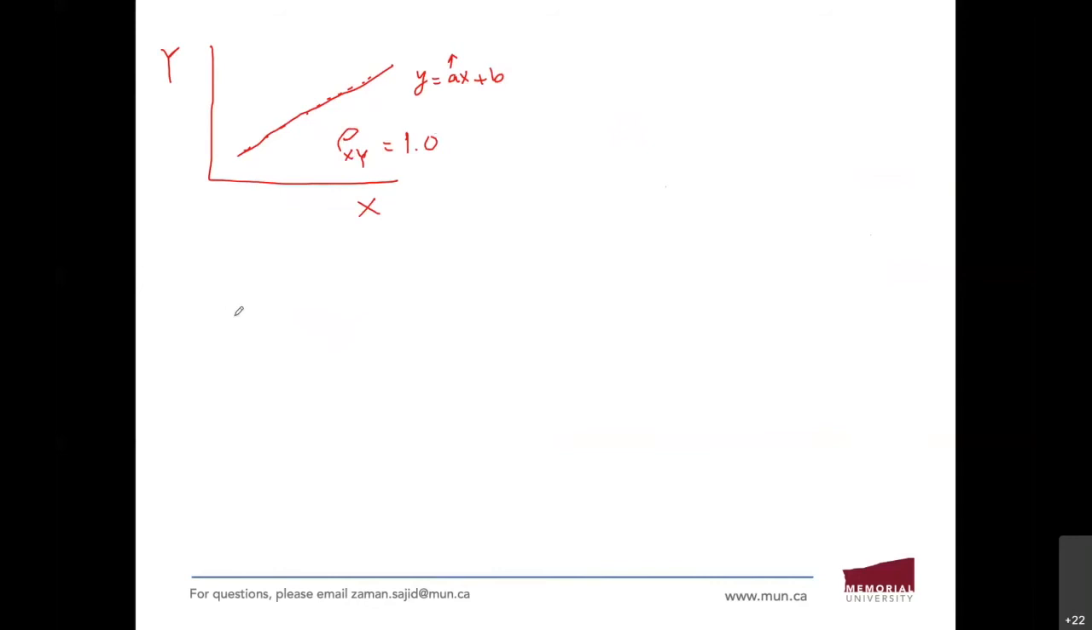Now, the second possibility could be, if this is my x and y graph, you can have some dots which are approximating your linear relationship. In this case, for example, your rho value can be, let's say, 0.8. Or I can say that your rho of x, y is greater than 0 in this case and less than 1.